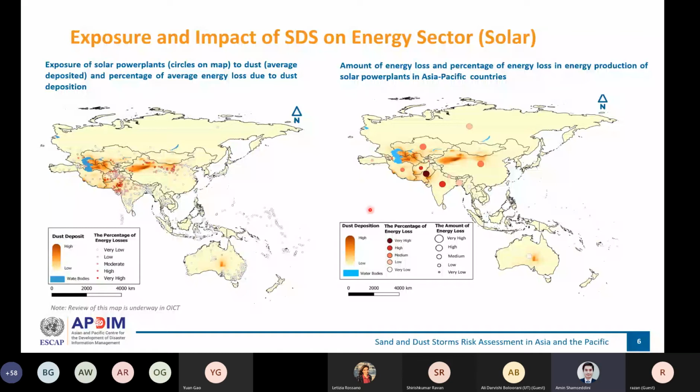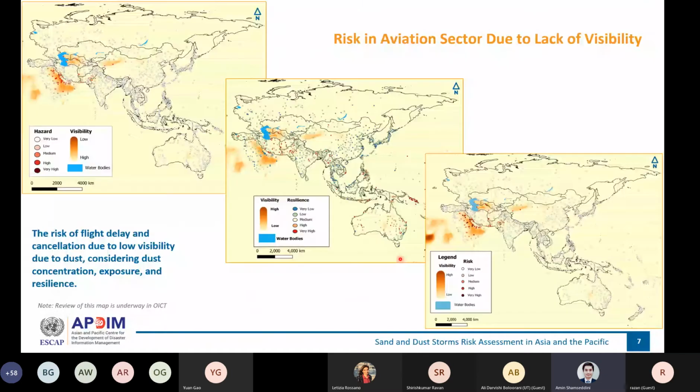Another sector is aviation. We considered two main mechanisms by which sand and dust storms impact this sector. The first is the risk of flight cancellation and delay due to low visibility caused by sand and dust storms in airports.